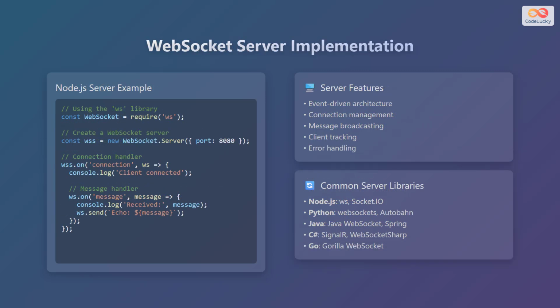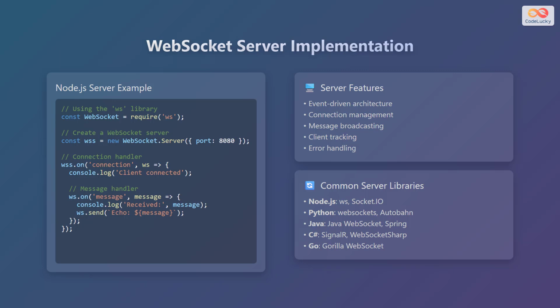Now, let's examine a WebSocket server implementation using Node.js. The code begins by importing the WS library. Then, a new WebSocket server is created, listening on port 8080. A connection handler is defined to manage new connections. When a client connects, a message is logged to the console.